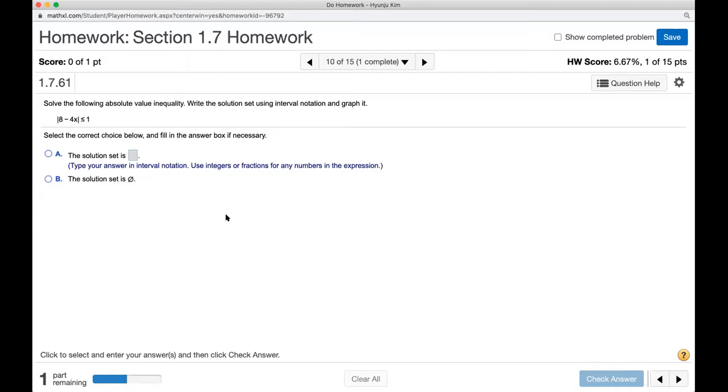Okay, so let me copy the problem carefully. This is problem number 10 in homework set 1.7. The absolute value of 8 minus 4x is less than or equal to 1.